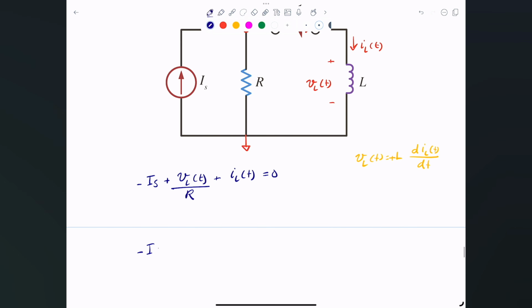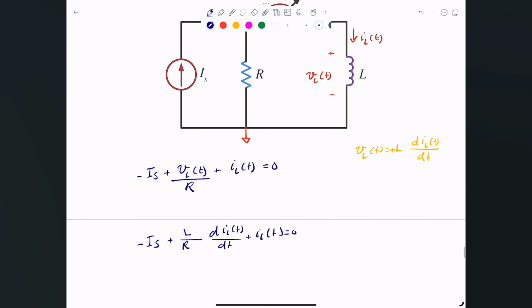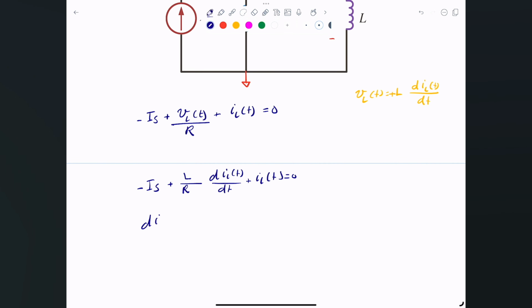Let me substitute that here. I'll get negative I of S plus 1 divided by R times L times dIL of t divided by dt, plus IL of t equals 0. With a little bit of algebra, I end up with dIL of t divided by dt plus 1 divided by L over R times IL of t equals I of S divided by L over R.